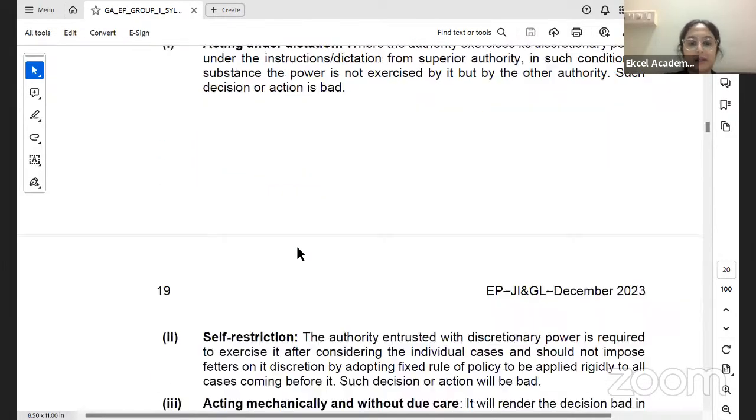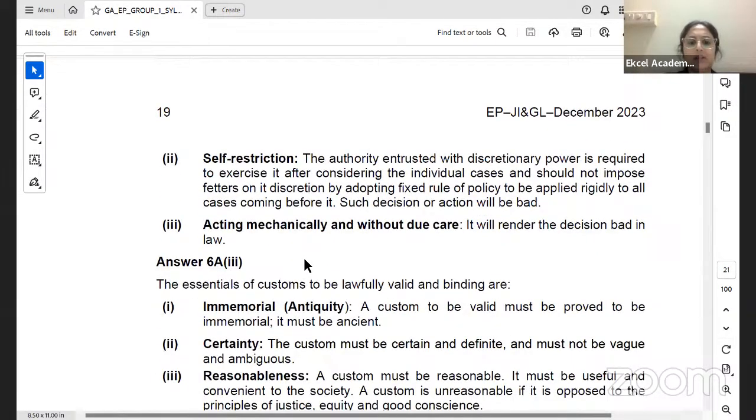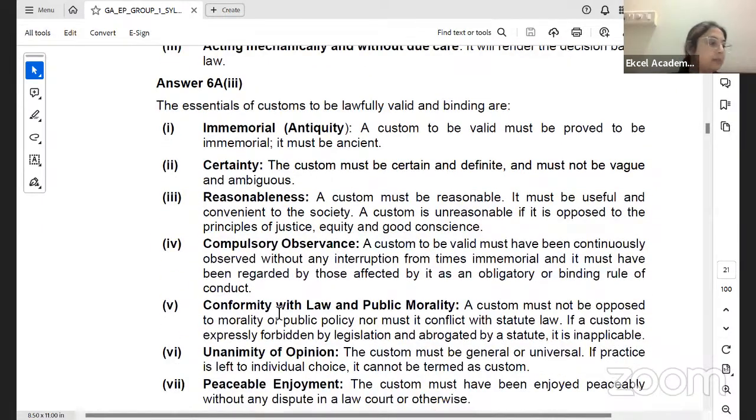It comes like acting under dictation or self-restriction or acting mechanically. See, you are not considering anything. Simply mechanically, whatever is written, exactly you apply and give the decision. So these things you should not do. This comes under judicial review at the stage of exercise of administrative discretion. This as it is, you have to explain.